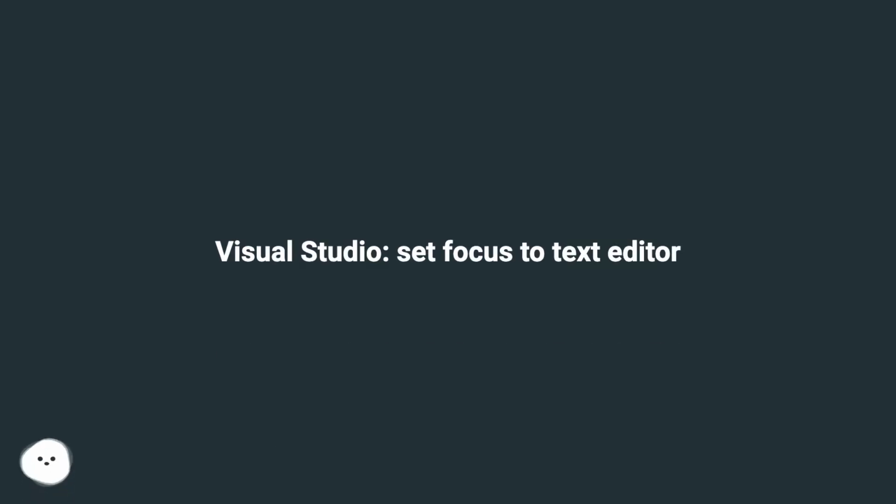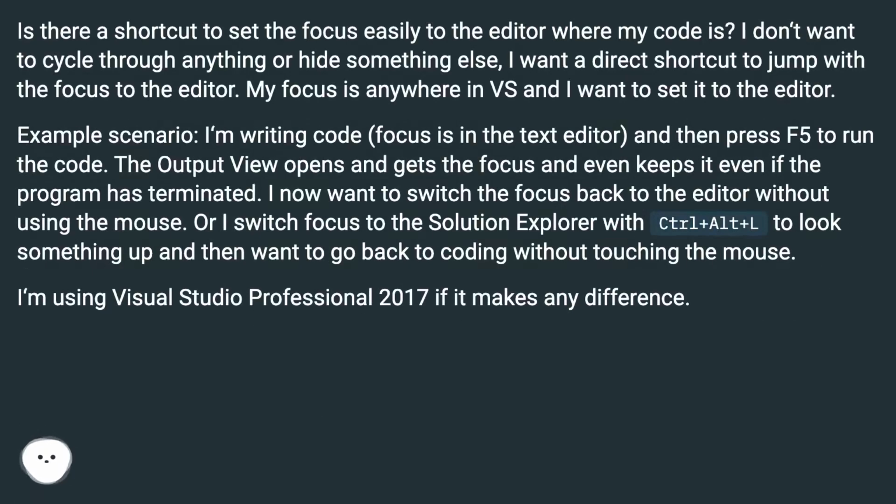Visual Studio. Set focus to text editor. Is there a shortcut to set the focus easily to the editor where my code is? I don't want to cycle through anything or hide something else. I want a direct shortcut to jump with the focus to the editor. My focus is anywhere in VS and I want to set it to the editor.